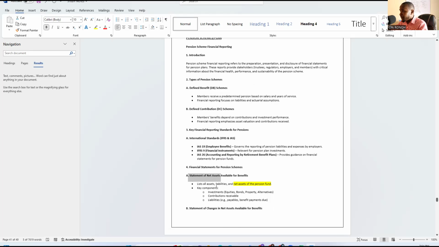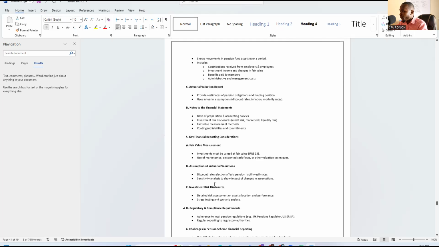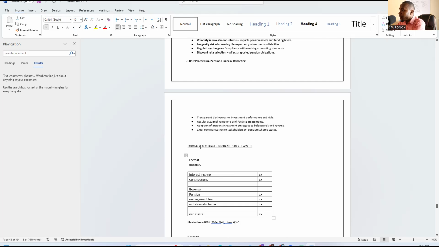And we have the format for that. We have the format here for the statement of changes in net assets. So you take the interest income, you add any contribution, and then you subtract the expenses. These expenses include pension. If they are paying pension in that period, then it will be part of the expenses in that period. Also, the management fee or administrative fee. We have people who manage that pension, salaries and all that. Then it will fall under the administrative fee and it will be an expense for that period.